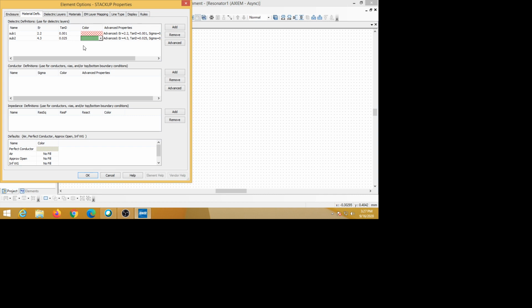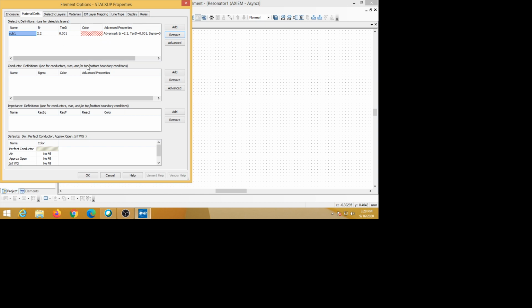But in our problem we have only one substrate, so substrate 2 is not needed; you can delete and remove it. I am keeping only SUB1. Like that, we can do the color change and all. So we defined our substrate, with epsilon r 2.2 and 0.001 as tan delta, and we have defined this color for it.